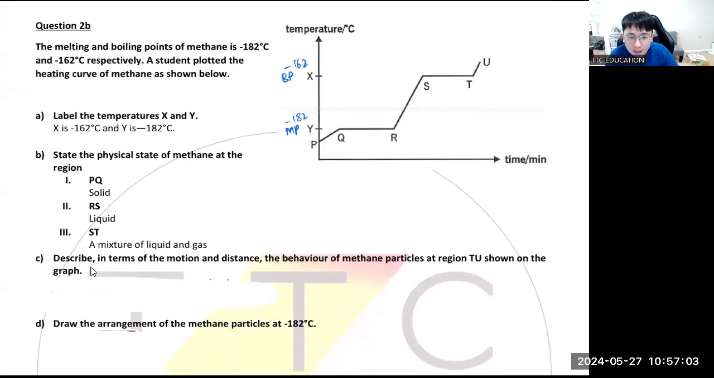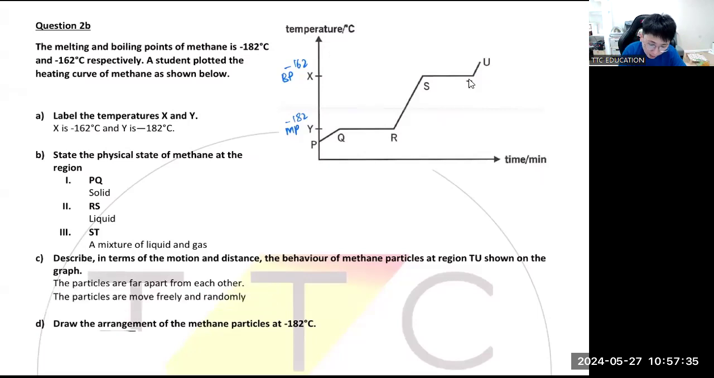Okay, and then on the other hand, you see, describe in terms of the motion and distance, the behavior of methane particles at region TU on the graph. Guys, means what we're going to talk about is the motion, the distance. Okay, so on TU, okay, what's TU? TU is like totally boiled, fully boiled. It's totally gas. So if you guess, guys, how gas particle move, because we talk about motion, gas particle move freely, randomly, very far apart. Remember? So correct. Randomly, freely, and very far apart. So these are the keywords, correct? So say very far apart, and then freely, randomly. So these are the keywords.